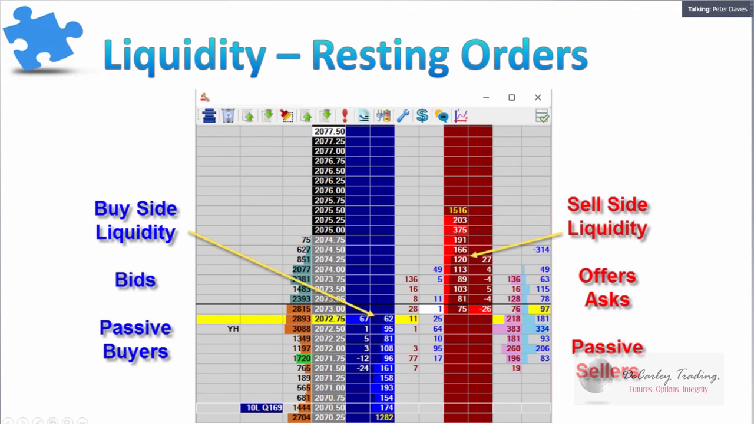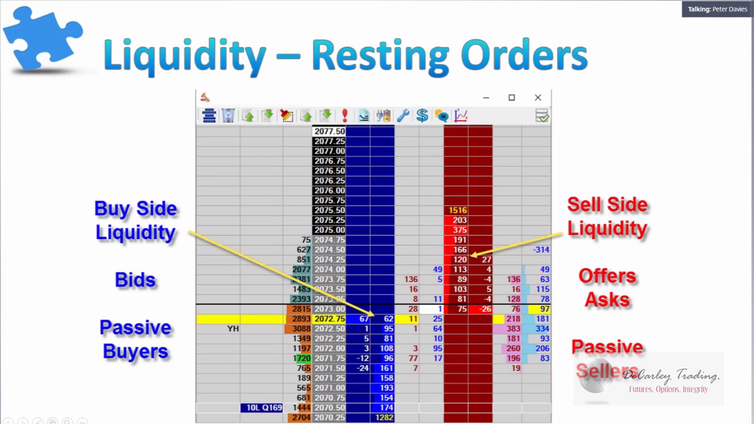Okay, so we have the bids on the left hand side and we have the offers on the right hand side. Now some people say ask instead of offer, some people say resting orders instead of limit orders, some people use the term passive orders, all the same thing. We try and avoid the terminology if we can.